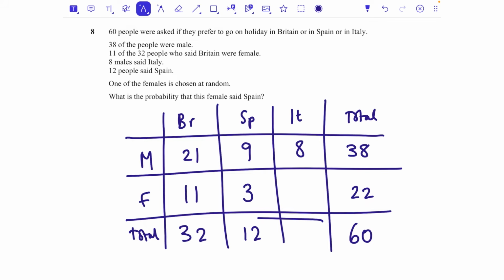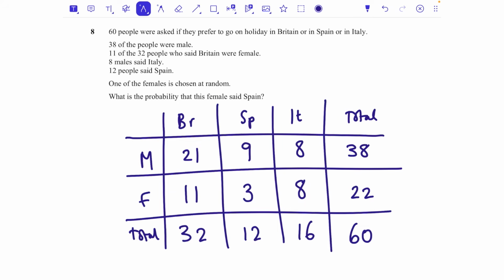And then looking at the bottom here, also these 3 numbers need to add to make 60. So I've got 32 add 12, which is 44. So I'm missing another 16 here, which means that there are 8 people here. And let's just double check. 8 add 3 add 11 does also make 22. So everything works in all the directions, and I'm really happy with that.